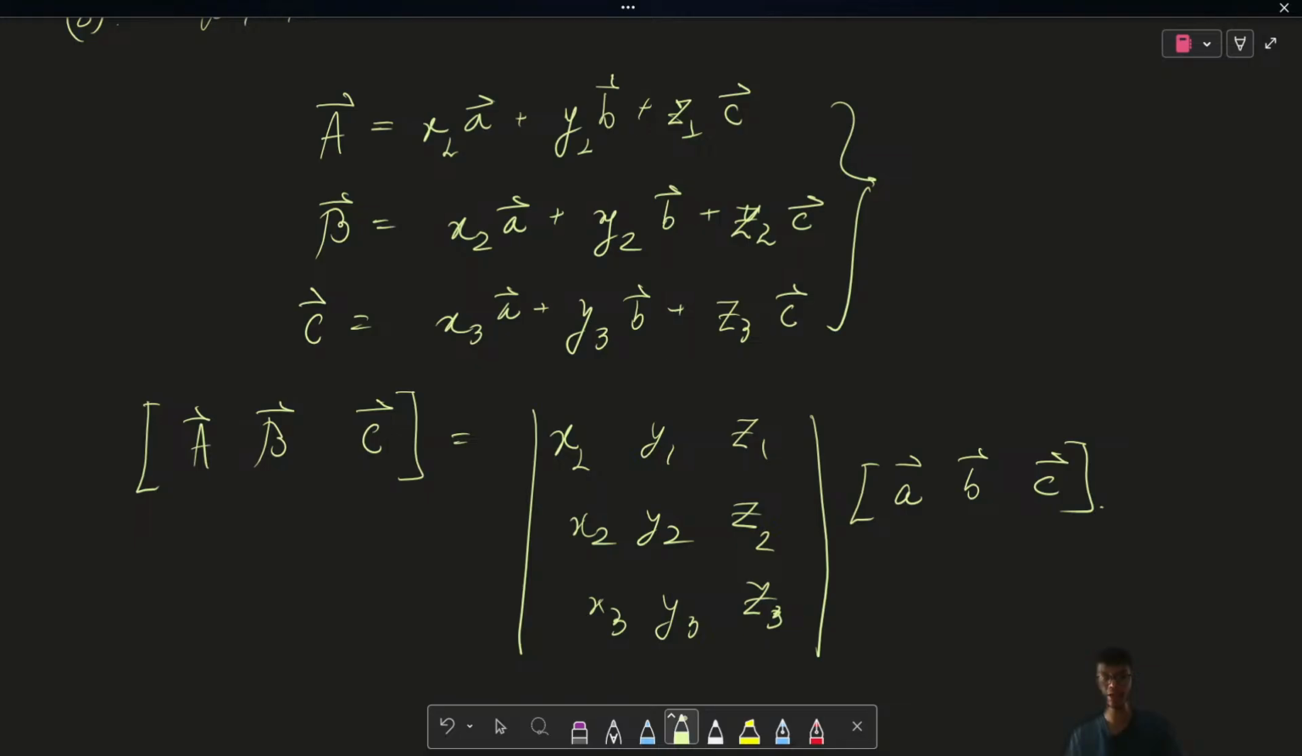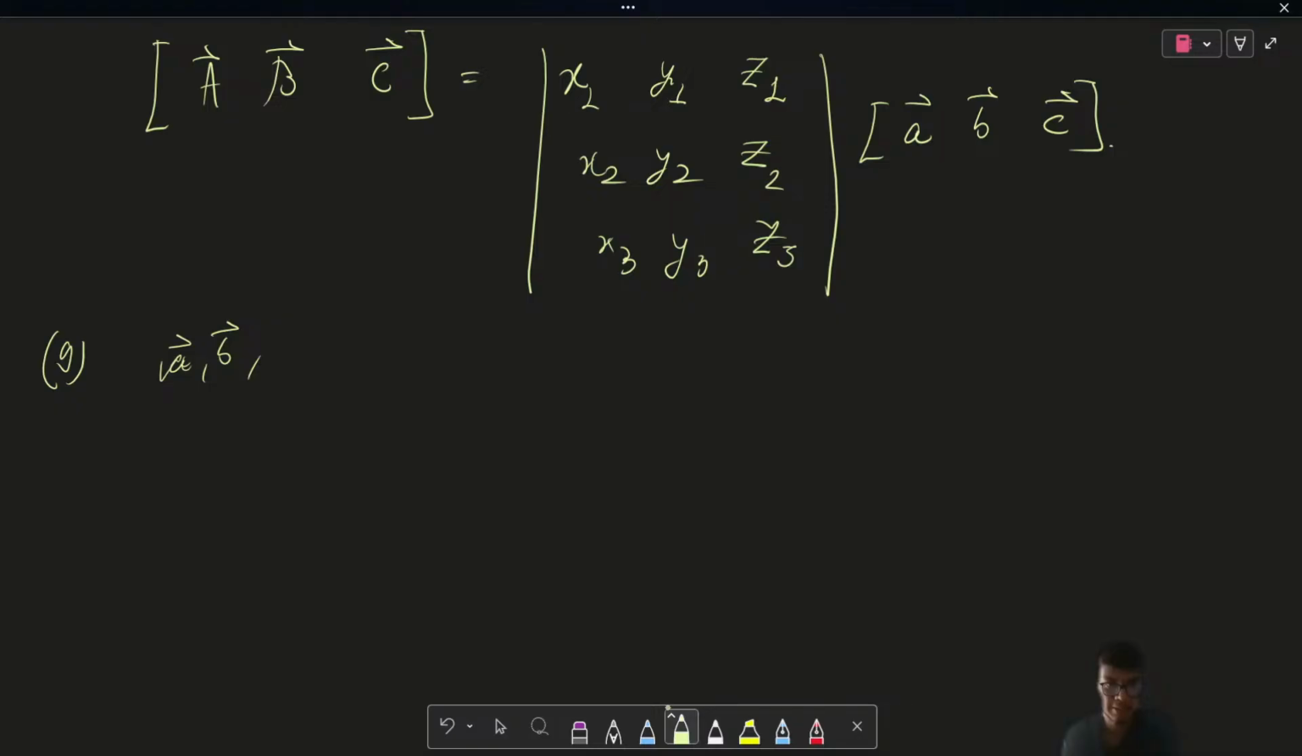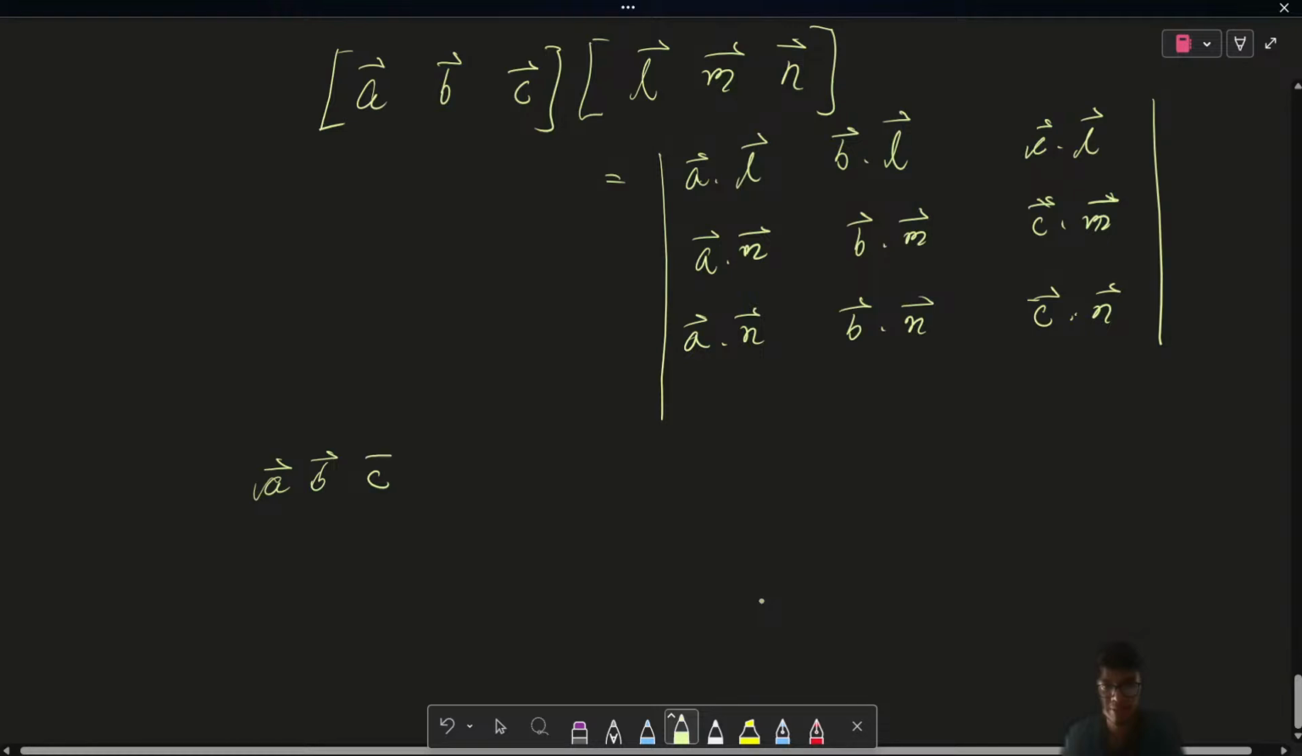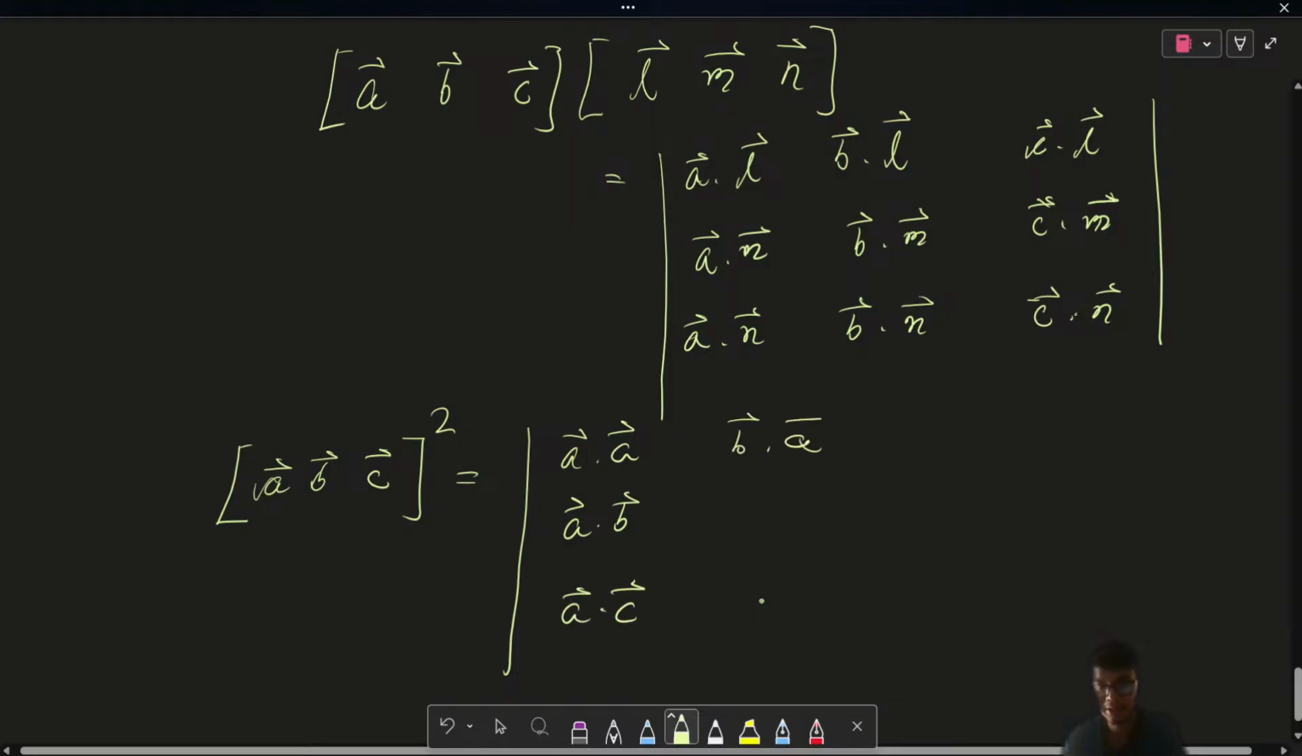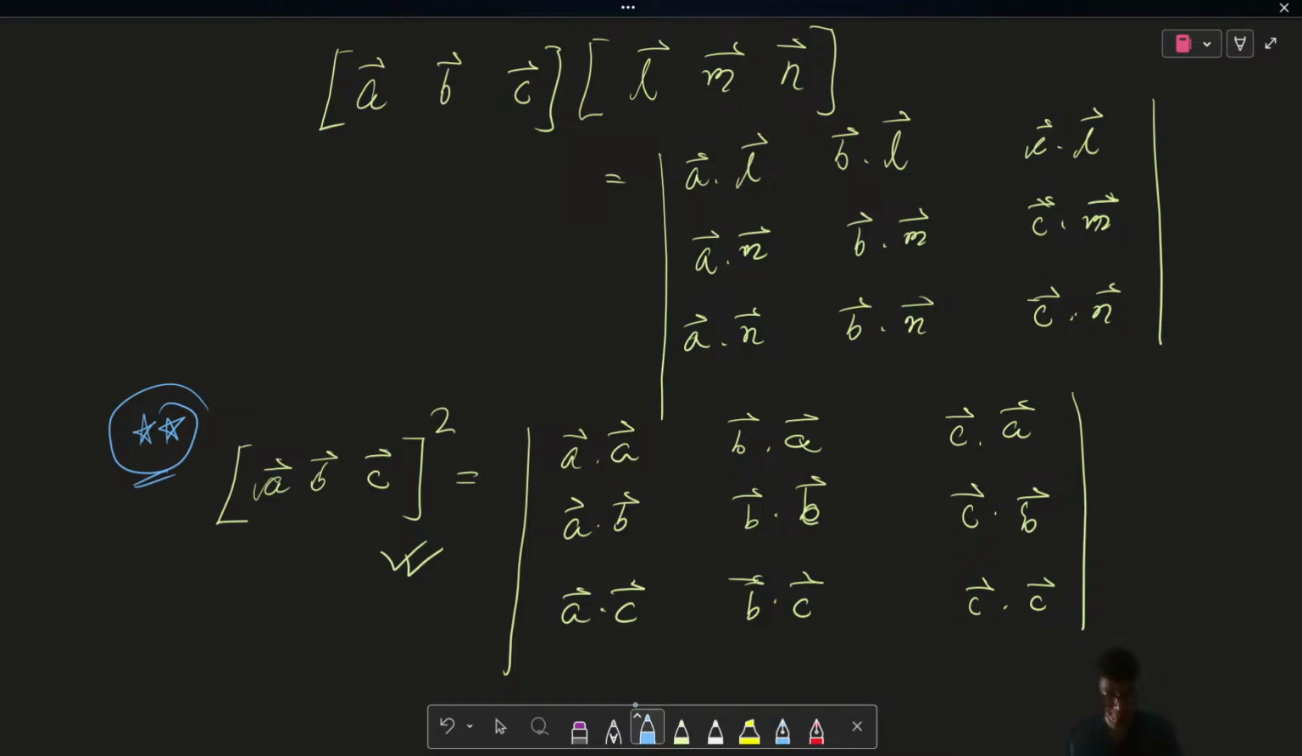We calculate the scalar triple product of this capital A vector, B vector and C vector as a system of vectors, and L vector, M vector and N vector is another system of vectors. These are the two triads of vectors, and if we calculate the scalar triple product of it and take a square of it, this result can be simply given out as A dot A, A dot B, A dot C, similarly B dot A over here. So it's very important to note this particular formulation so that we can proceed to solve some questions.